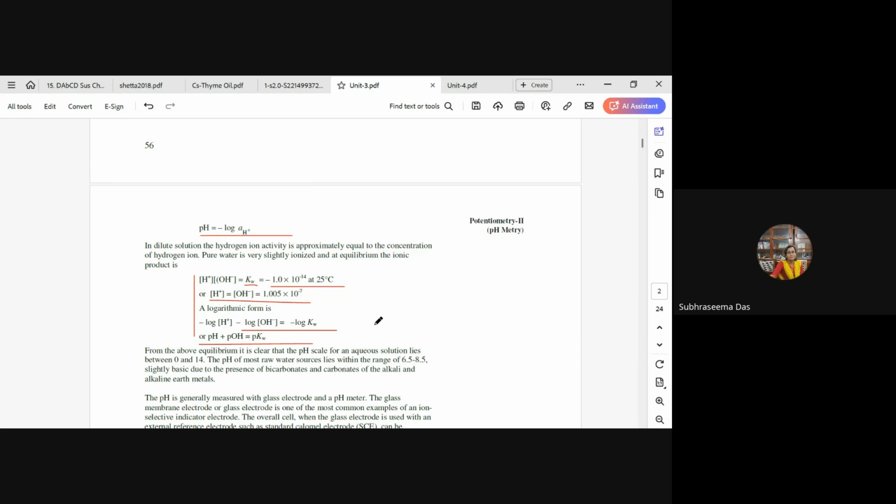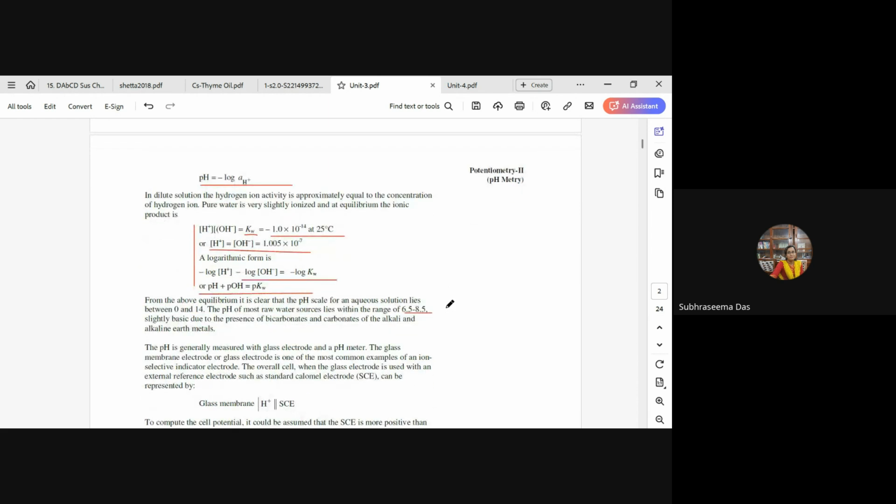Here we know that since water is neutral, the pH of most water sources lies in the range of 6.5 to 8.5. A pH less than 7 indicates it is acidic in nature, and a pH greater than 7 indicates that it is alkaline in nature. Whenever we find that the pH of water is greater than 7, that might be due to the presence of some carbonates, bicarbonates, or of sodium, calcium or magnesium, which give slight alkalinity to the water.